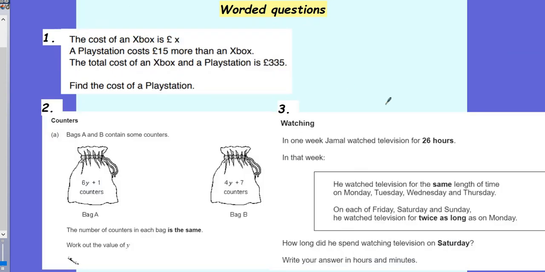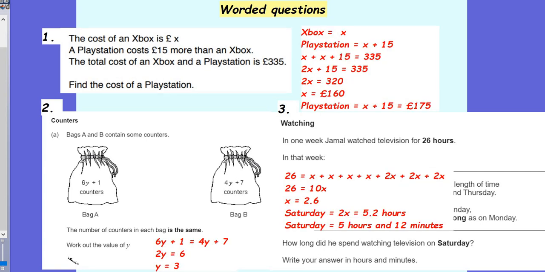Okay, Year 7, in your light blue books now, can you have a go at these 3 questions for me? Forming the algebraic equation and then solving it in each case. Pause the video for 10 minutes and have a go at those now, please. Okay, Year 7, here are the answers. You should have got £175, y is equal to 3 and 5 hours and 12 minutes.